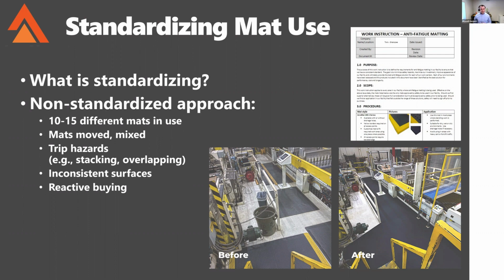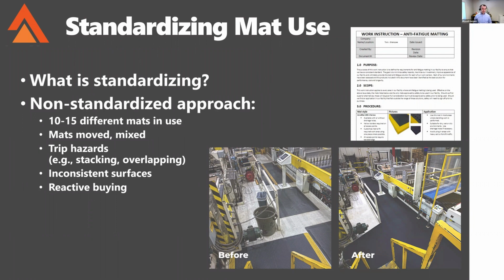So standardizing, what we find quite often when we first visit a facility, is it's not unusual for that company to have anywhere between 10 to 15 different types of mats being used in their environments. That in itself can create a lot of safety issues. The mats that are being used can create trip hazards. All those types of issues can become much more likely when you have multiple different mats being used.